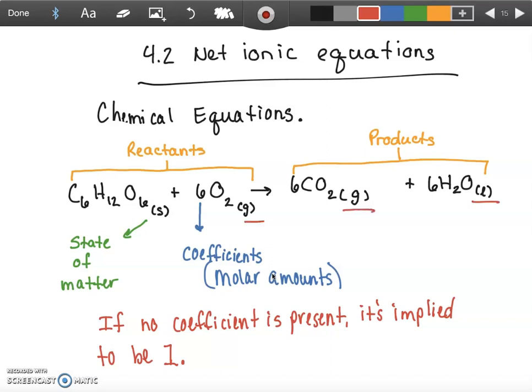The letters down here in parentheses are the states of matter. Okay, you guys should know that one already. G is for gas. L is for liquid. S is for solid. And a new one in AP Chemistry, we've discussed it already though, is AQ, which means aqueous, which means dissolved in water. Okay, so there are your different parts of a chemical equation.